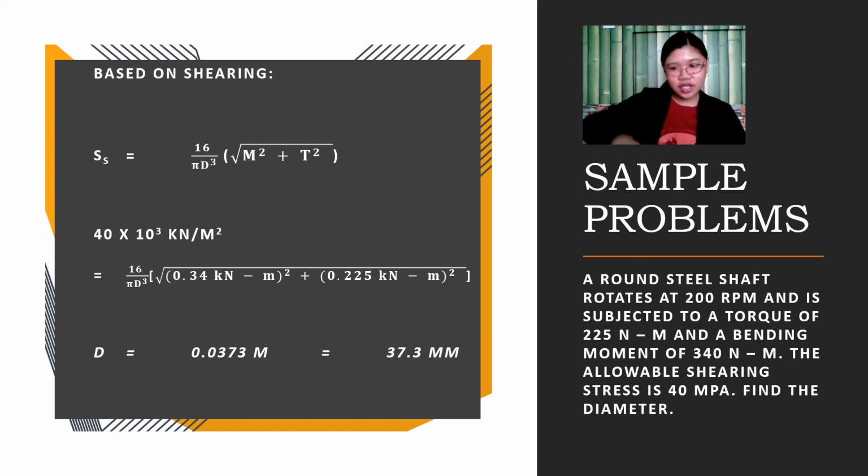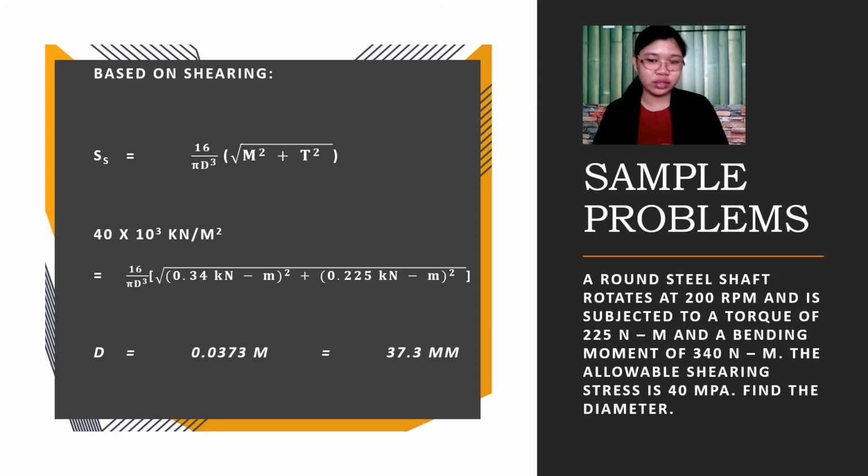So, to end this content, I will be discussing one problem related to stress in shafts induced in torsion and bending. The question is, a round steel shaft rotates at 200 RPM and is subjected to a torque of 225 Newton meter and a bending moment of 340 Newton meter. The allowable shear stress is 40 megapascal. Find the diameter.